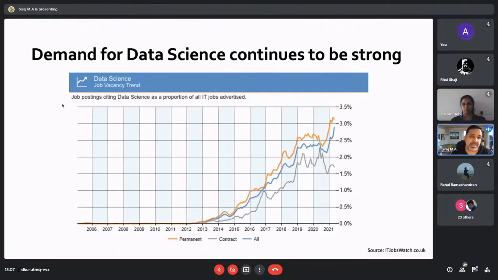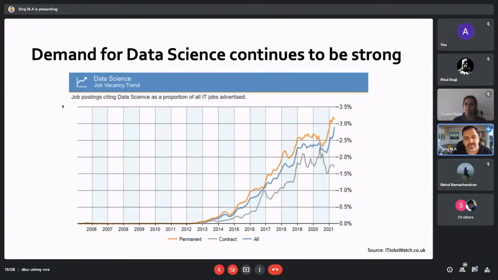This chart is something I picked up yesterday from a website called itjobswatch.co.uk. A lot of people go there to try and find the next big jobs. In the UK, there's a good trend about permanent and contract. The permanent one is the orange line, so these are fixed roles where you can stay forever if need be. The contract one is where you're on a fixed contract for 3 to 6 months, or even shorter or longer.